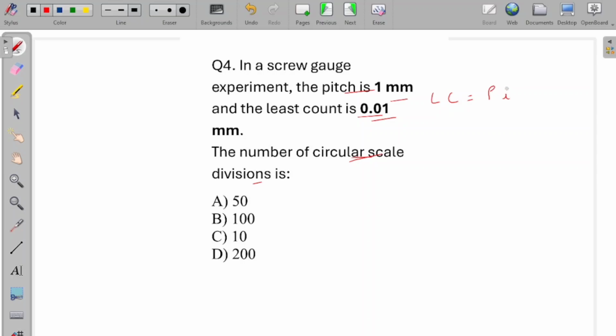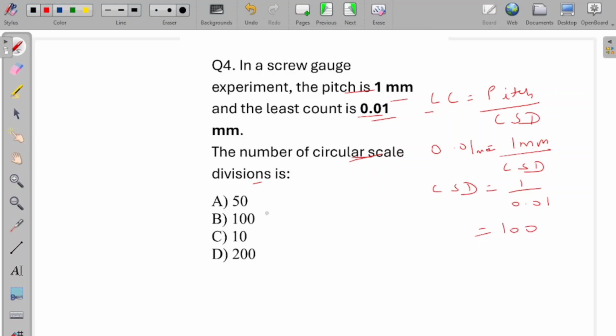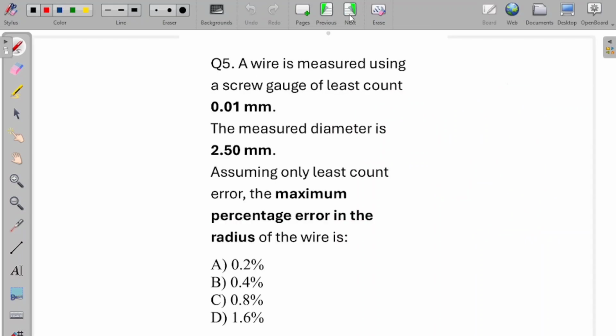Least count is equal to pitch upon number of circular scale divisions, and least count is 0.01. Pitch is 1 millimeter. CSD has to be found. Let's solve this further and find the answer. 1 upon 0.01. So the answer here, this is in millimeter, and the final answer will be 100. So again option number B is correct. All the correct options are B only.